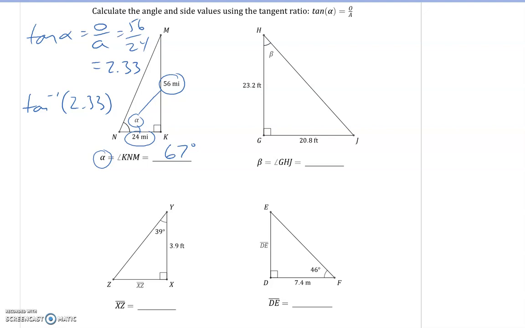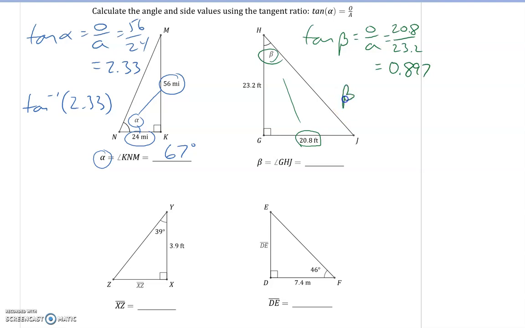Okay, let's try the next one. This one, we're looking for angle beta, another Greek letter right over there. So again, we'll lay this out. So tan beta would be opposite divided by adjacent. The opposite is the opposite side, so 20.8. The adjacent is going to be the 23.2. So I'm going to do 20.8 divided by 23.2, and it gives me a ratio of 0.897. So then if I actually want to find the beta angle, that'll be the inverse tan of that value. So I'll just take that 0.897 and inverse tan that answer. And we get an angle of 42 degrees, something like that.